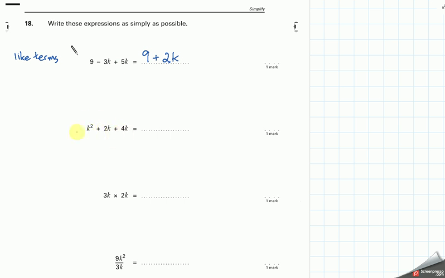Simply as possible for this one, k squared is different to k. K squared means k times k. That is a different term to just k. So we get a k squared plus, the k's again, these two are like terms, so 2k plus 4k, 2 plus 4 is 6, and they can be done as separate terms. That's the end of the 4 to 6.